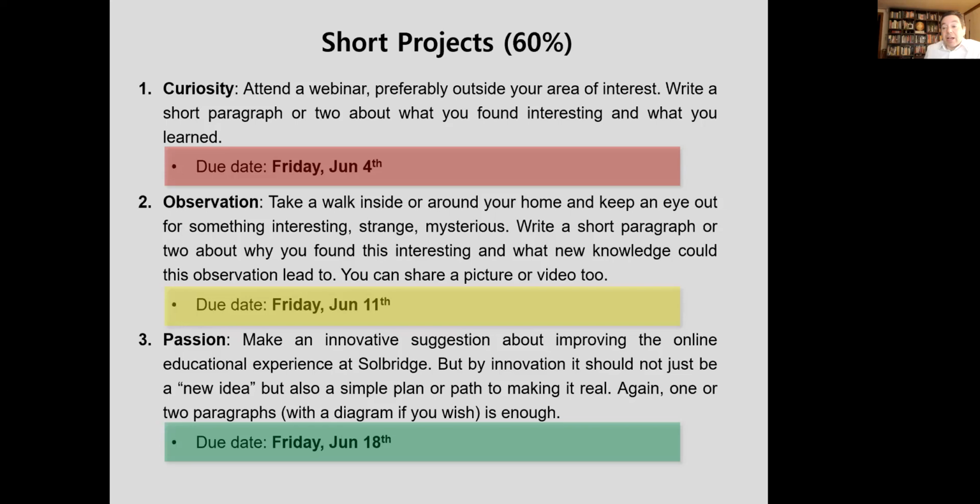Again, 1 or 2 paragraphs, a diagram or whatever is enough. And then to talk about that in 1 minute. So this will be very difficult on Friday, June 18th. You have to present in 1 minute: what's the problem, how do we solve it, and what's the plan to solve that problem? So those are the short assignments. Any questions?